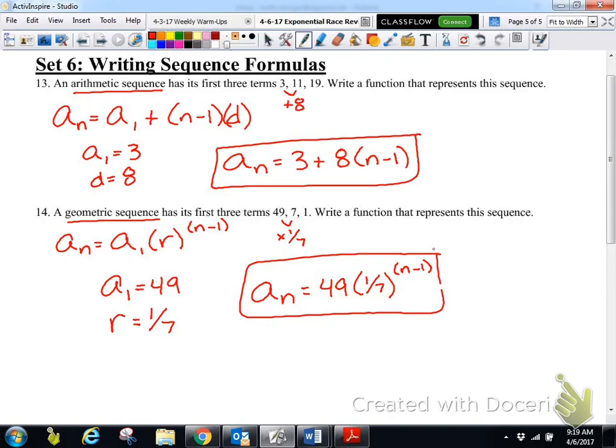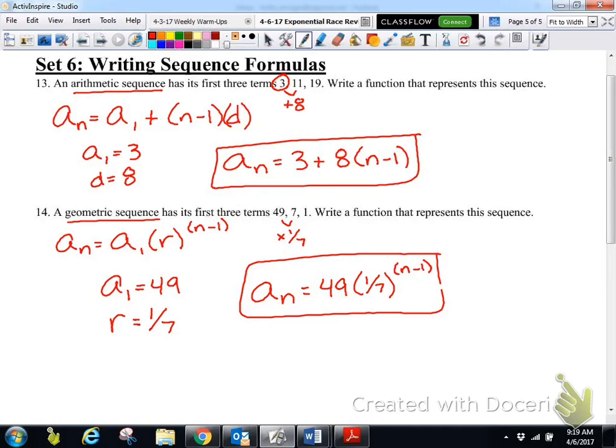So we remember arithmetic sequence is a sub n equals a sub 1 plus n minus 1 times d. So our a sub 1 is simply 3 because that was our initial value. Our d, our common difference, is 8 because we're adding 8 each time. So our answer is a sub n equals 3 plus 8 times n minus 1 since we still don't know what n is.